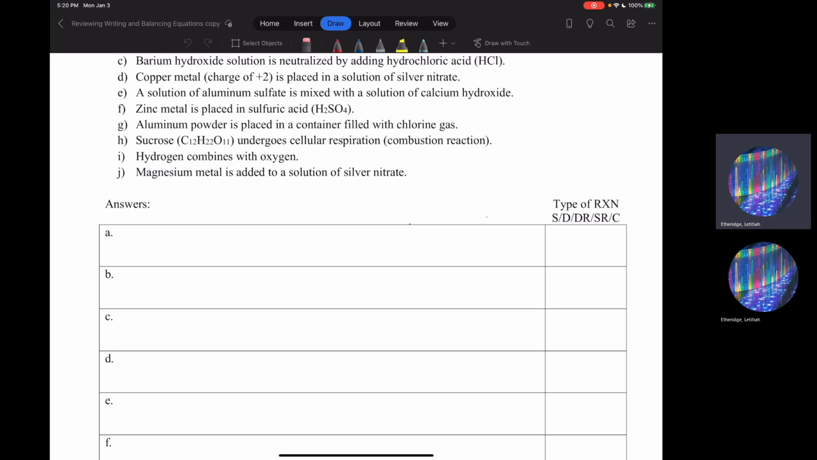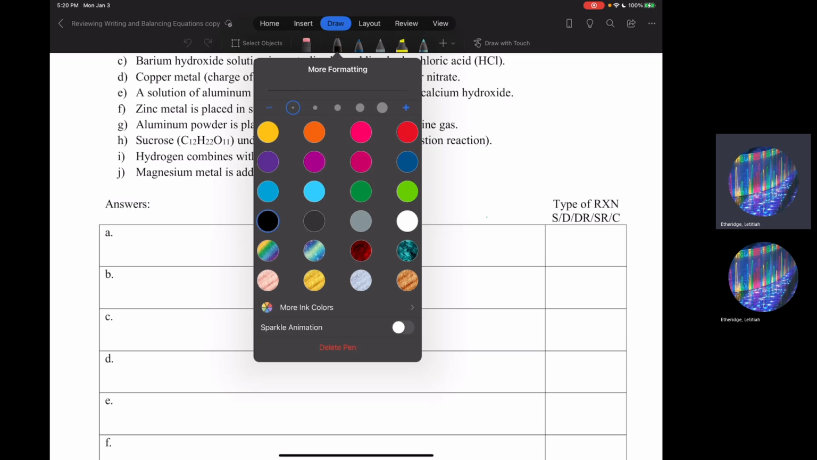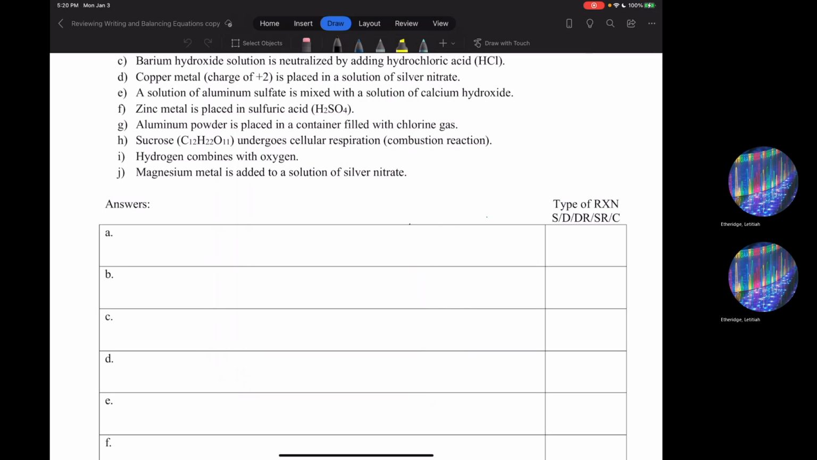Okay, guys, so we are going to move on to C. We have done A and B already. So C, we have barium hydroxide is neutralized by adding hydrochloric acid. Okay, so let's go through it.